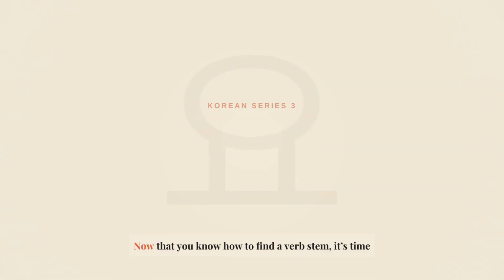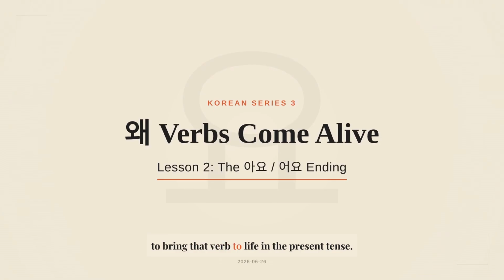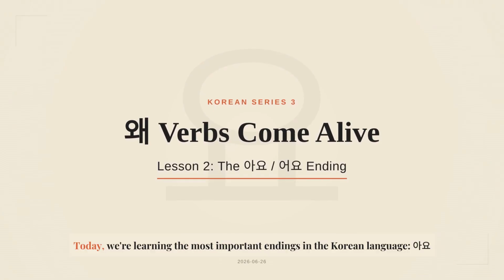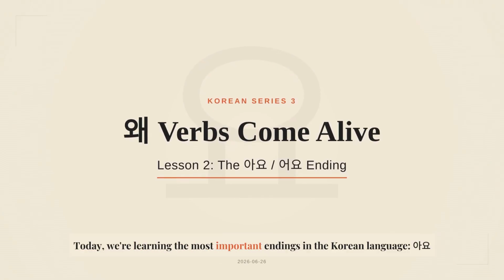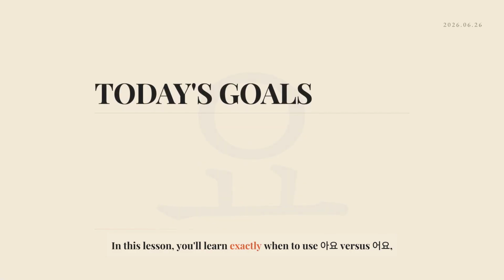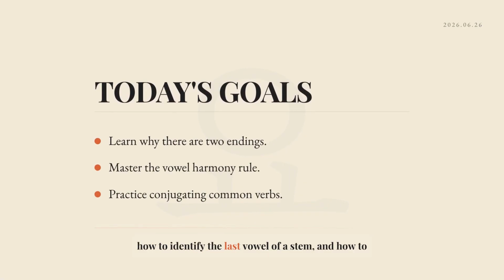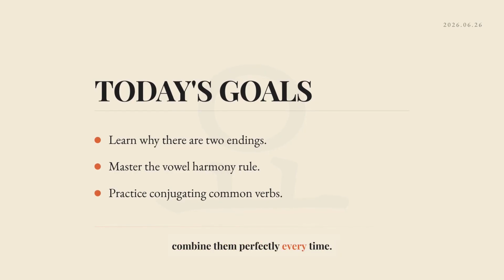Welcome back. Now that you know how to find a verb stem, it's time to bring that verb to life in the present tense. Today, we're learning the most important endings in the Korean language, ayo and eoyo. In this lesson, you learn exactly when to use ayo versus eoyo, how to identify the last vowel of a stem, and how to combine them perfectly every time.